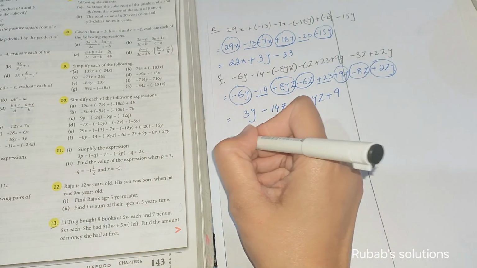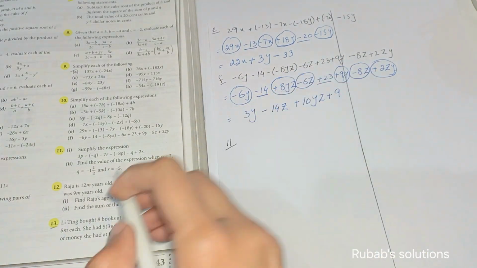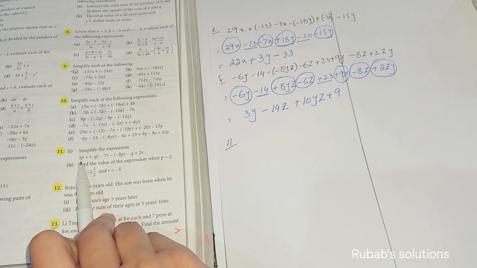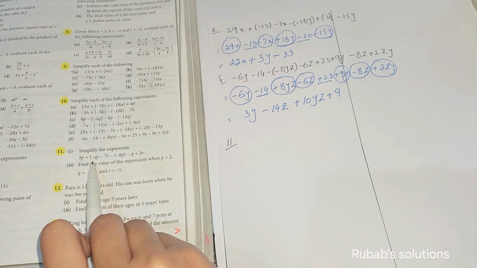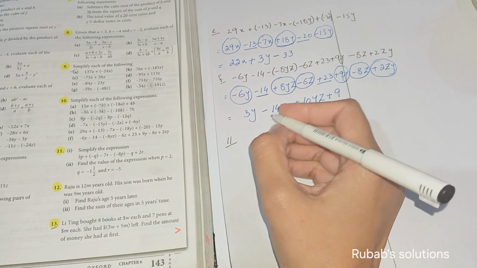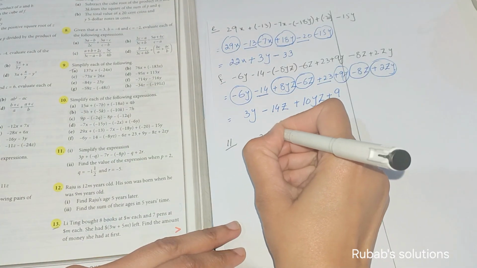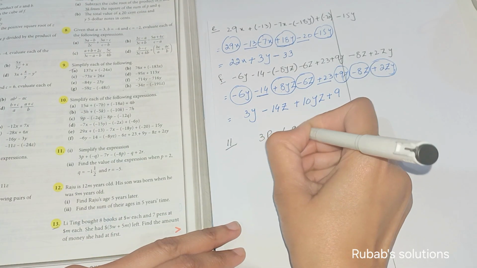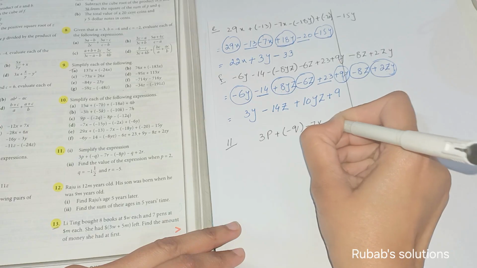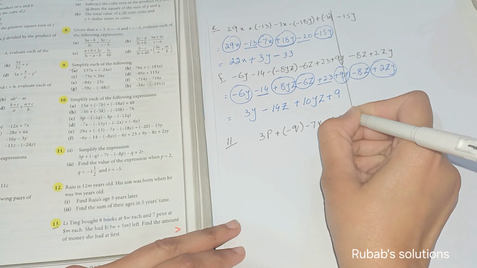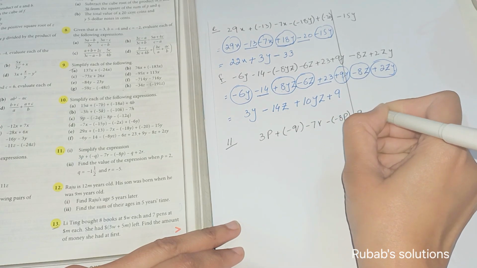Question number 11, let's see what they are saying. Simplify the expression 3p plus in the bracket minus q minus 7r minus into minus 8p minus q plus 2r. I'll write it over here.